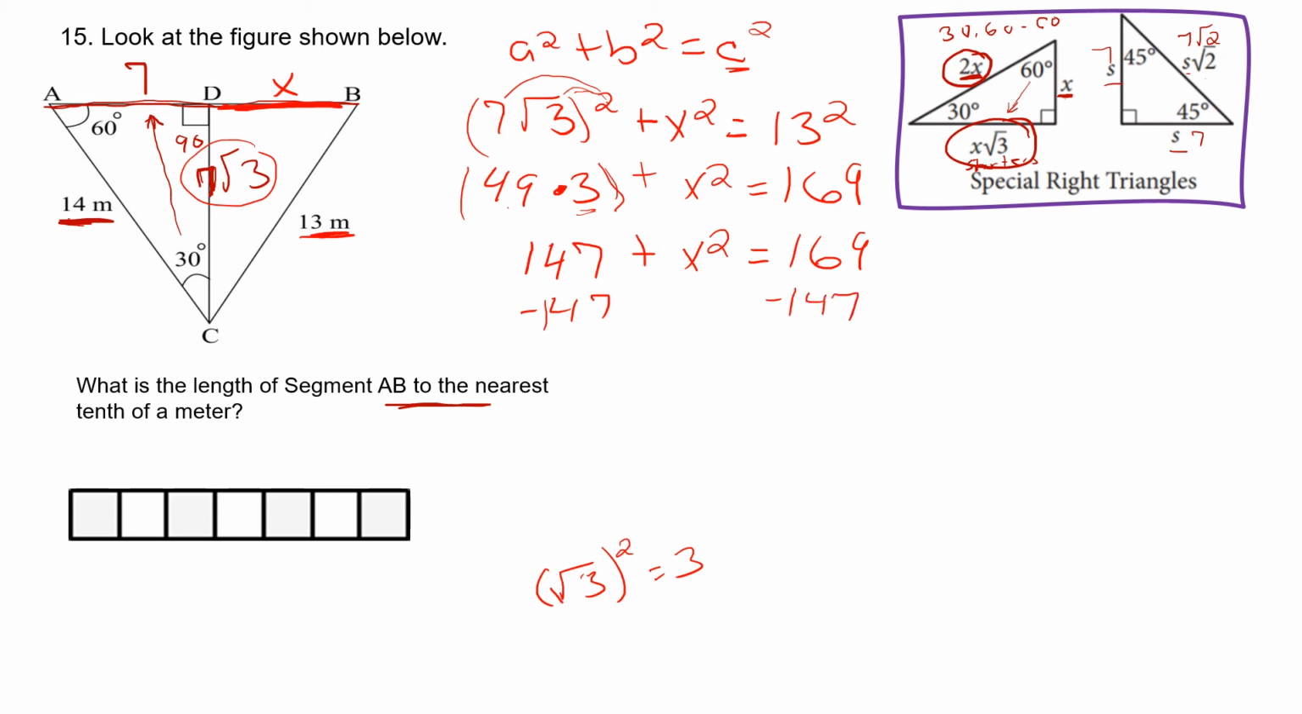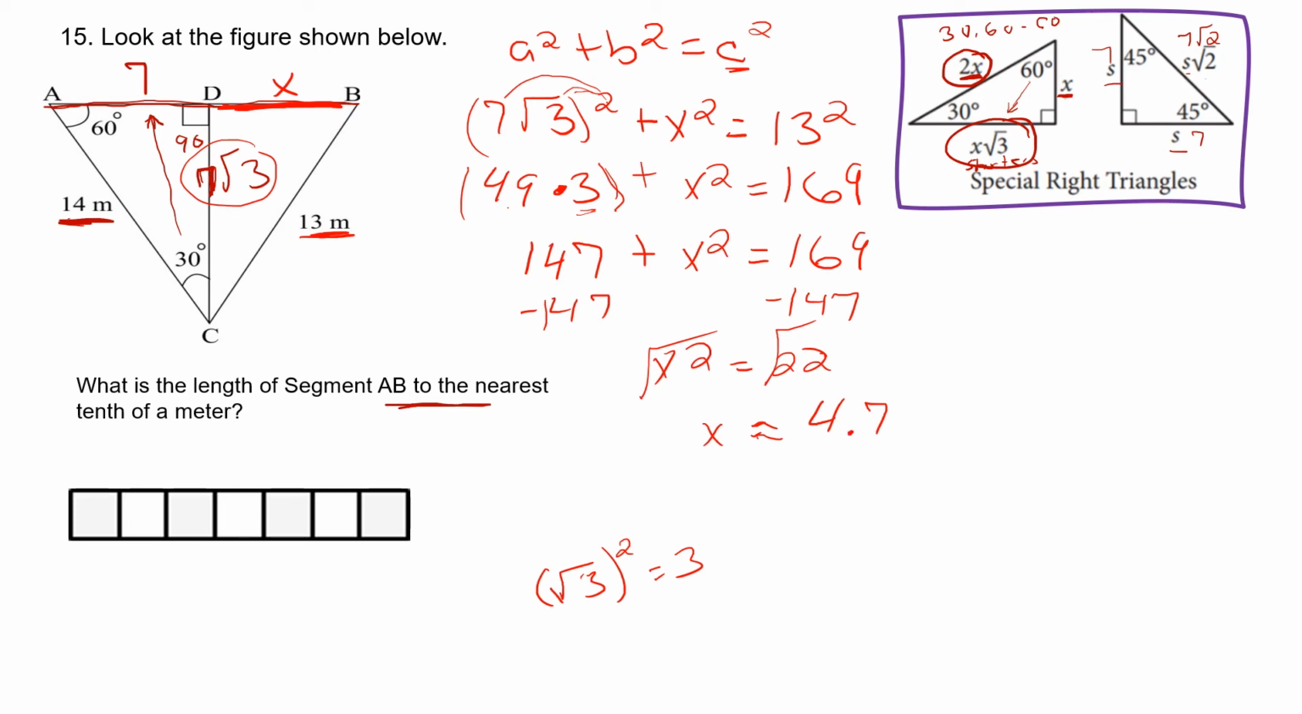That gives me x squared is equal to 169 minus 147. I think that is 22, but let me just make sure. It is. And taking the square root, the square root of 22 is approximately, I'm going to round to the nearest tenth, 4.7. I get like 4.690, but I'm going to just round it to 4.7.